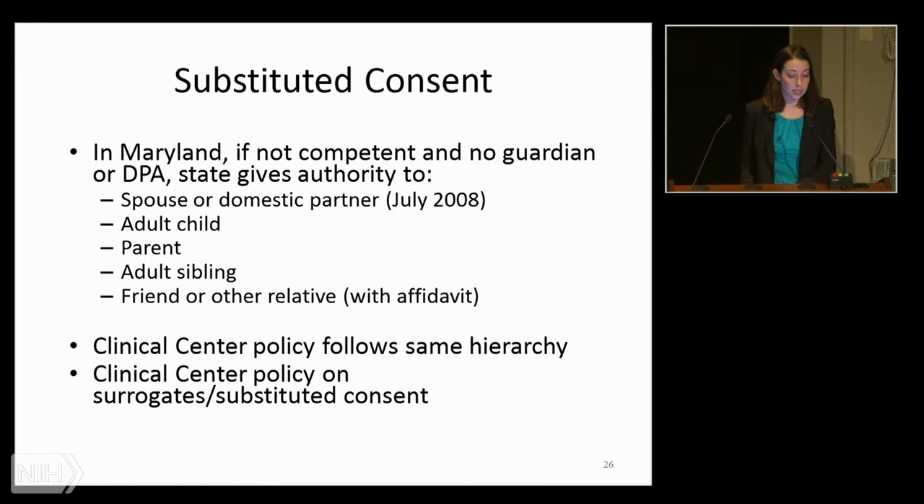On substituted consent, there's a hierarchy. So if a spouse or domestic partner exists, and the example I've shown you is the clinical center policy, which mirrors the Maryland law, it is spouse or domestic partner, and they can be on the same line because as a legal matter, you can't have both. You can only have one or the other. So first is that, and then you can see down the hierarchy. If somebody higher on the hierarchy exists, they're the ones to make the decision.